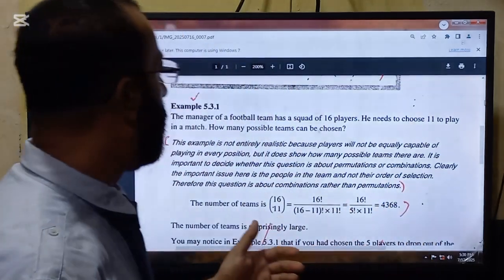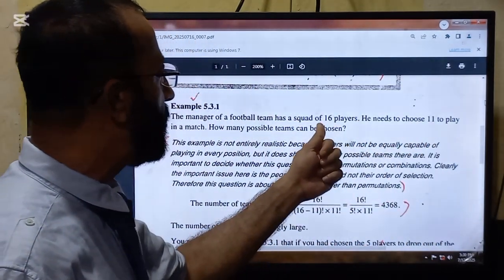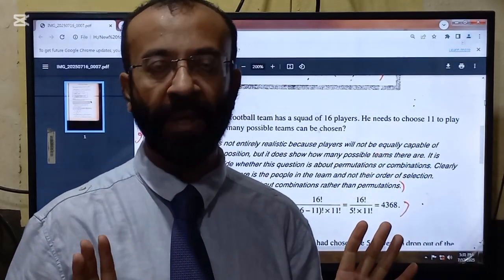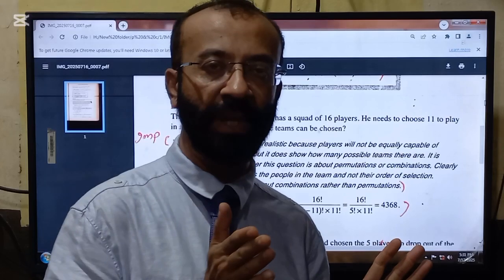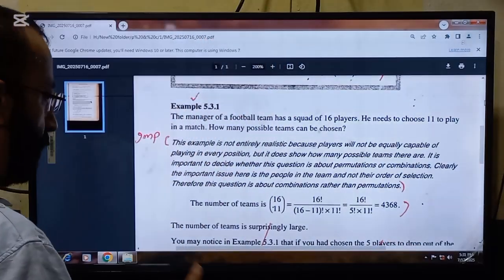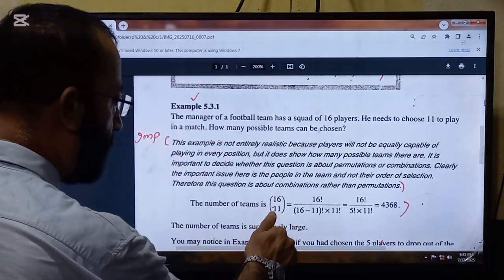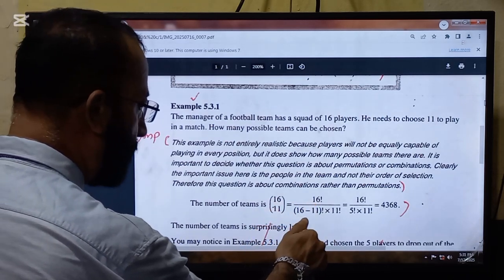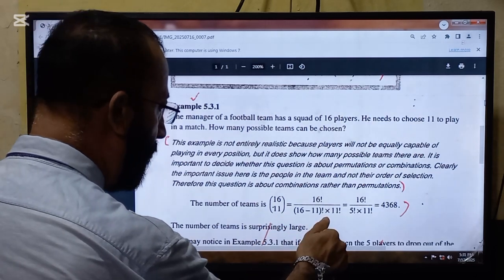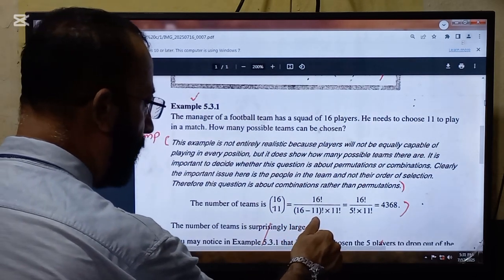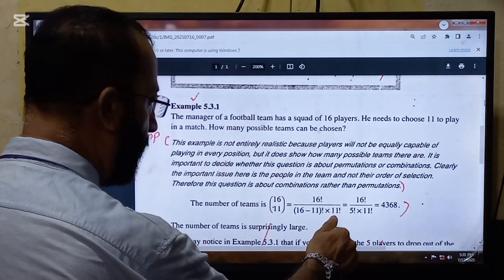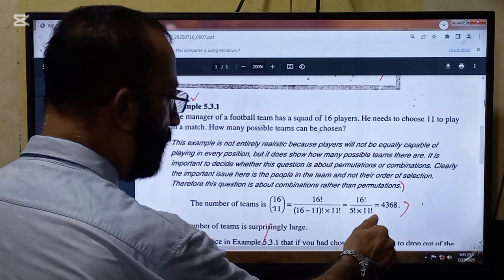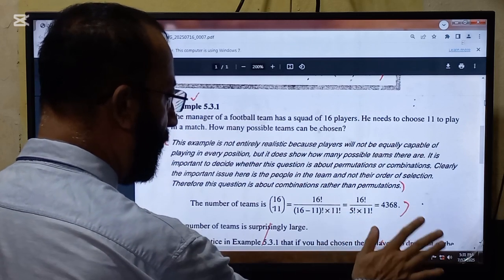So we have to choose 11 players out of the 16 players. Because order is not important, only people are important, this is a question of combination. So look now, the number of teams is 16C11. So 16 factorial over (16 minus 11) factorial into 11 factorial. Now 16 minus 11 will be 5 factorial. This 11 factorial and 16 factorial remain as they are. And finally, you will solve it on the calculator. That will give you the answer.